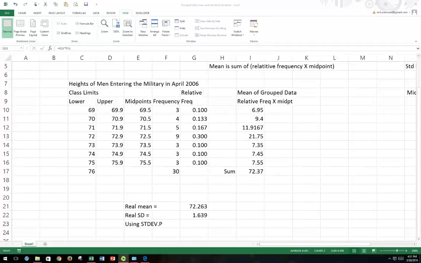This is how to calculate the mean and the standard deviation for grouped data. You have to go back to the old formulas for this. There's nothing in Excel that does it explicitly.